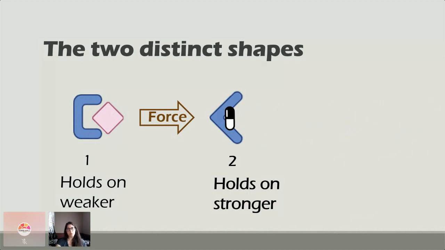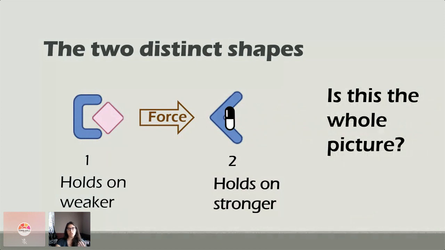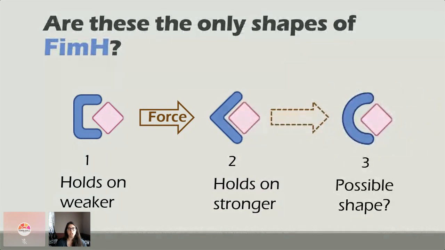But before we can start developing such a preventative drug, we need to be sure that FimH just has these two shapes, that there isn't some additional third shape that we just don't know anything about. Because if it turns out that FimH can change shape once it's in a stronger shape to another additional shape, that would really complicate our ability to design such a drug that helps protect our bodies. So in a sense, we want to investigate whether or not this third shape can possibly exist.